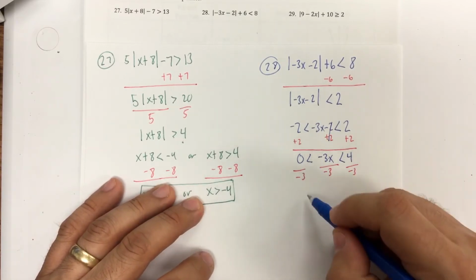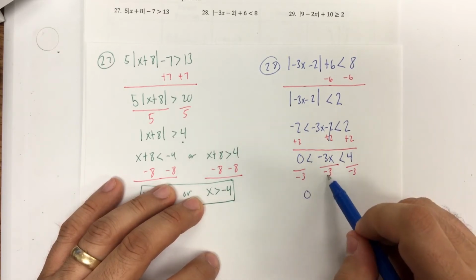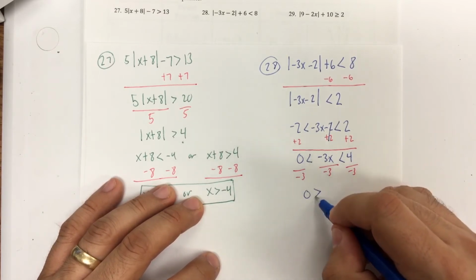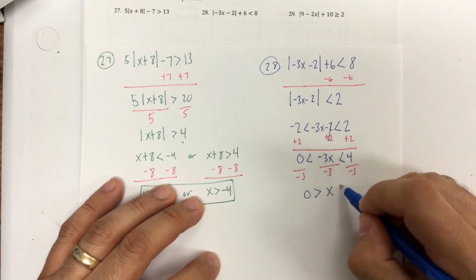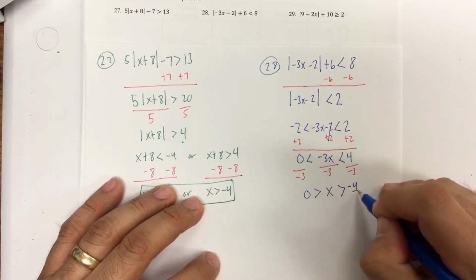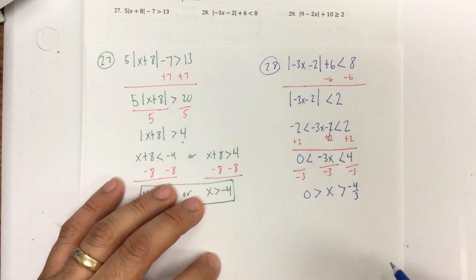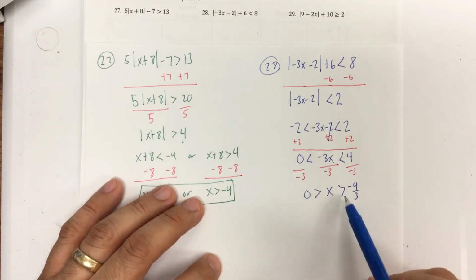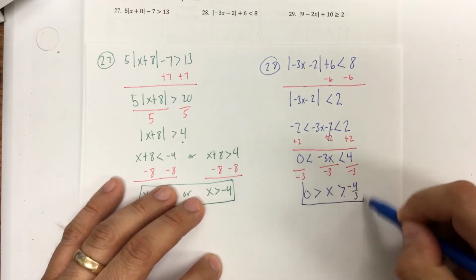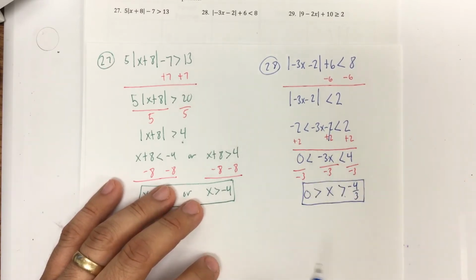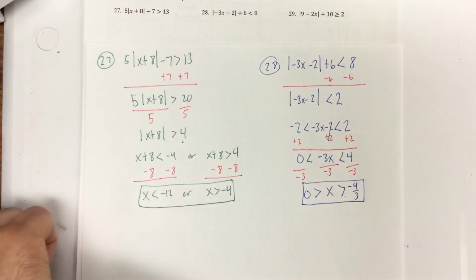So 0 divided by negative 3 is 0. When you divide by a negative number, the sign must flip. Negative 3 over negative 3 reduces to 1, so that's 1x. We flip the sign because we're dividing by a negative, and it's negative 4/3. When you do flip the signs, it should make sense, right? 0 is greater than x, which is greater than negative 4/3, because 0 is greater than negative 4/3. All right, let's take a look at number 29 now.